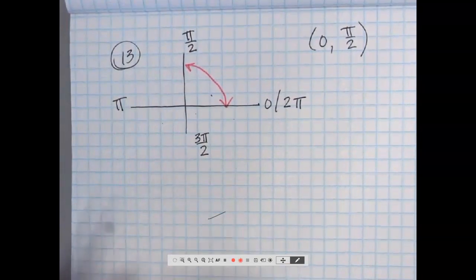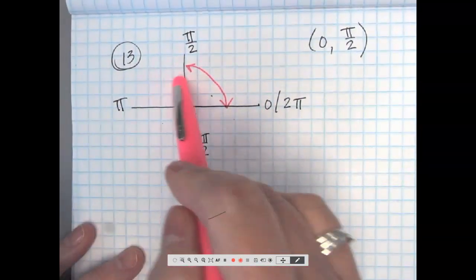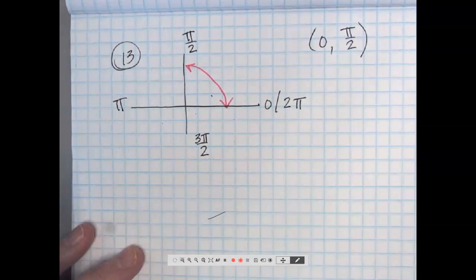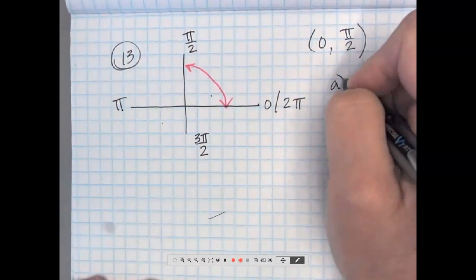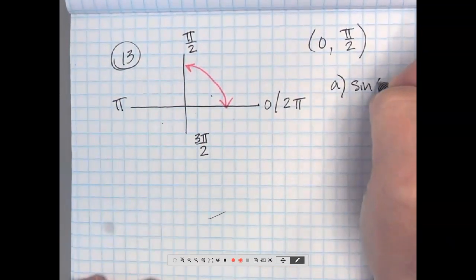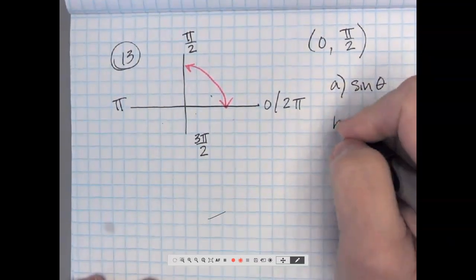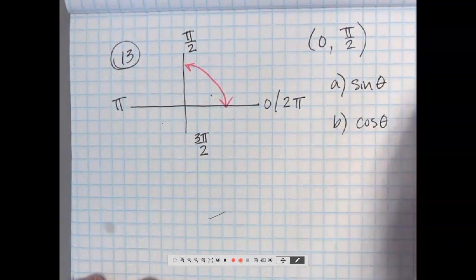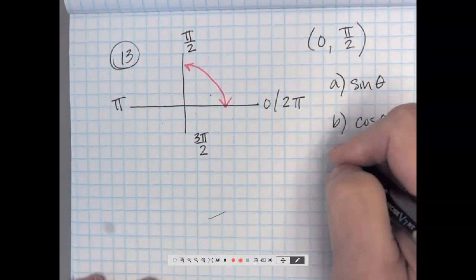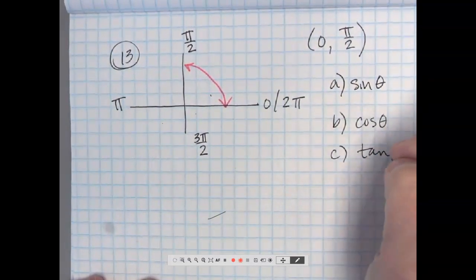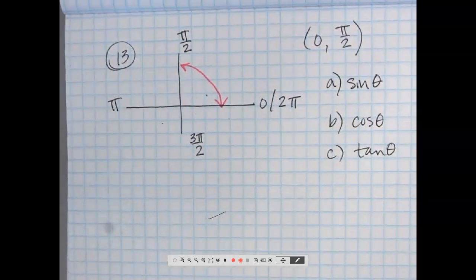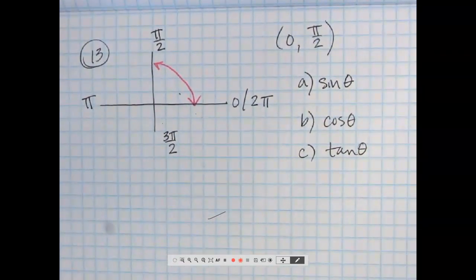So it's saying any angle that puts you between here and here, we are to identify, does sine of that angle give us a positive or negative value? Does cosine give us a positive or negative? And does tangent give us a positive or negative? That's all it's asking. But it's really hard to determine that just reading it on your own.